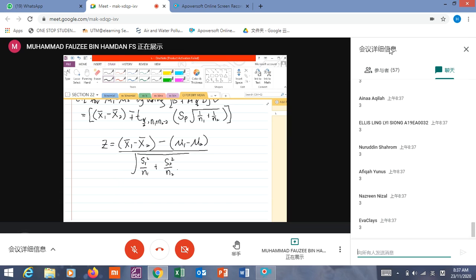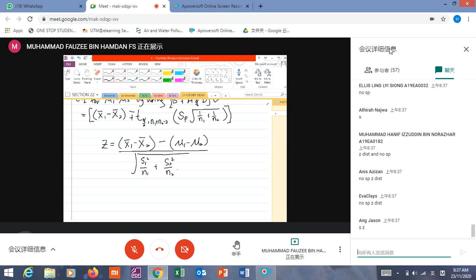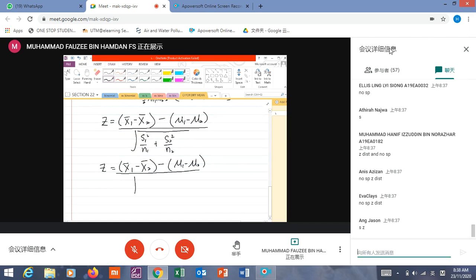How do you know this is the formula for case number 3? Okay, Z distribution with no sigma. Okay, with no sigma. There is another formula. Z equals x bar 1 minus x bar 2 minus mu 1 minus mu 2 over the square root of sigma 1 squared over n1 plus sigma 2 squared over n2.